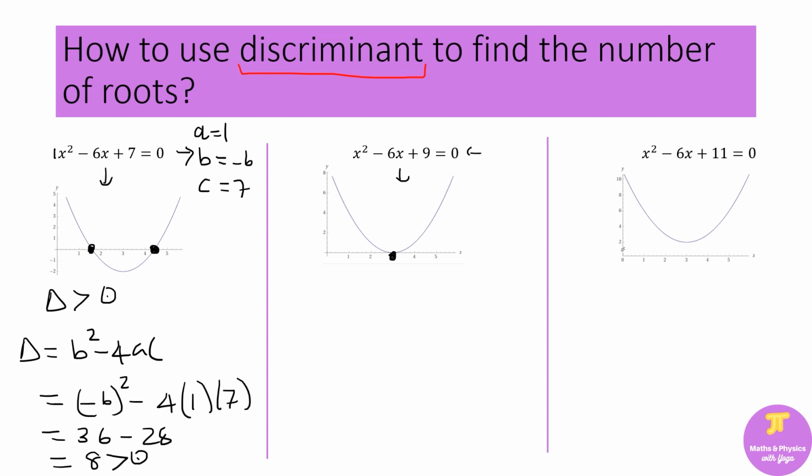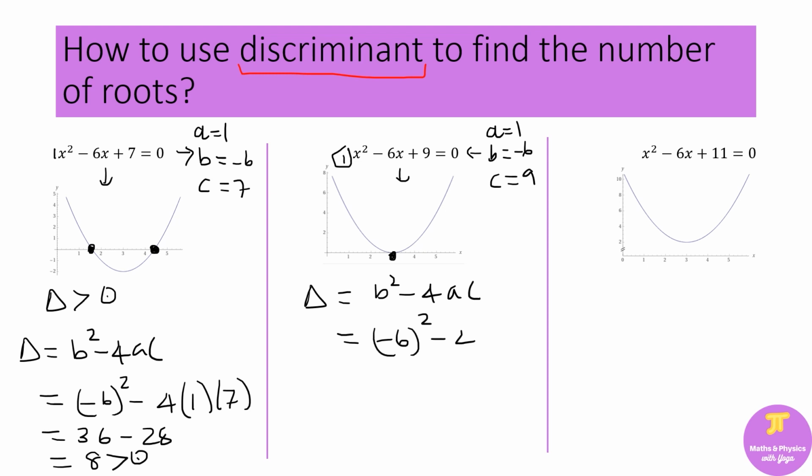Let's do the same thing for this one. What is a here? A is 1 because the coefficient of x squared is 1. B is minus 6, C is equal to 9. So let's calculate the delta for the second quadratic equation. B squared minus 4ac. B squared is minus 6 squared, minus 4, a is 1, c is 9. Minus 6 squared is 36. Minus 4 times 1 times 9 is 36. This is 0. So delta is 0. We have seen previously that if the delta is 0, you will have one root, which is true.